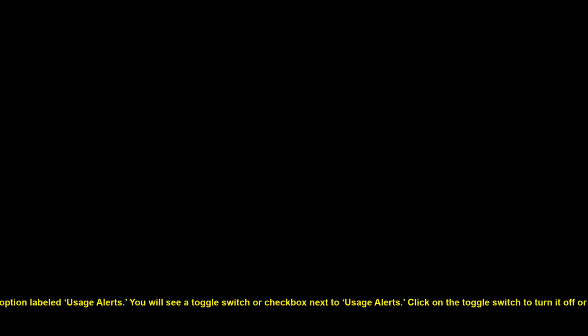Scroll down the settings menu until you find the notifications section. In the notifications section, search for the option labeled Usage Alerts. You will see a toggle switch or checkbox next to Usage Alerts.